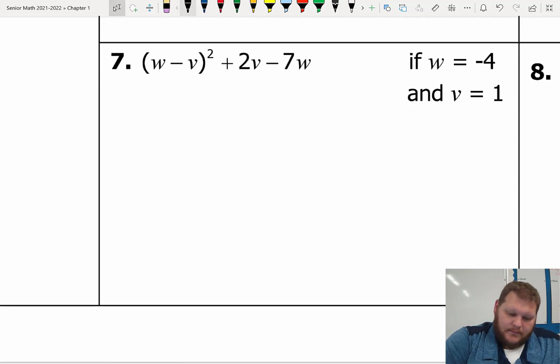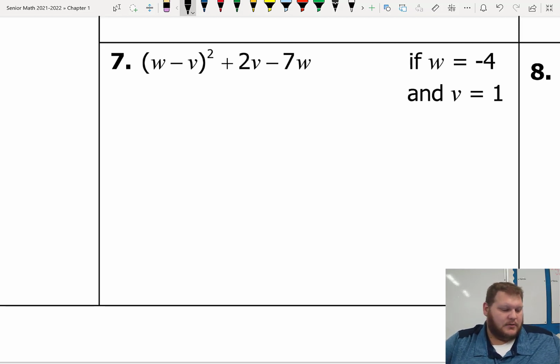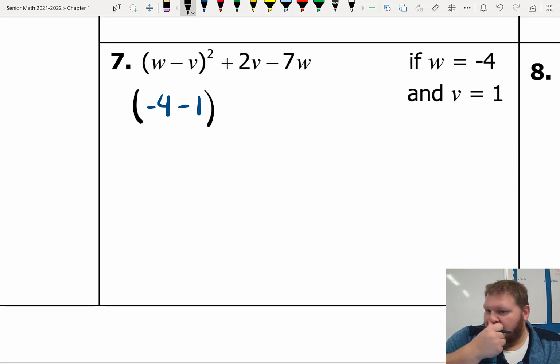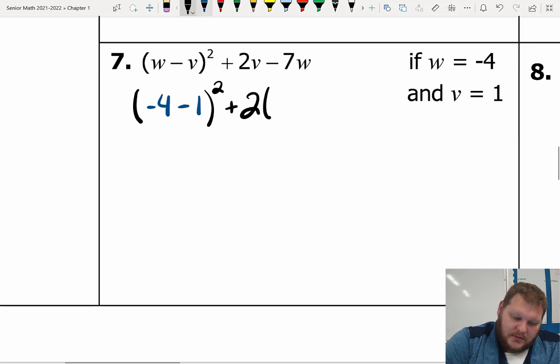For number 7, w is negative 4, v is positive 1. So as I go through and start doing substitutions, what I have to be careful of here, especially when I'm dealing with negatives or subtractions, is keeping that sign organized and making sure I keep that sign correct. Because for this one, negative 4 minus 1, right, because we're subtracting a positive 1 squared, plus 2 times positive 1 minus 7 times negative 4.